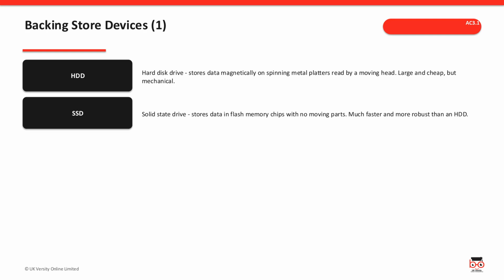Let's meet the two workhorses first. A hard disk drive, or HDD, stores data magnetically on spinning metal platters, with a moving head reading it, so it's large and cheap but mechanical. A solid-state drive, or SSD, keeps everything in flash memory chips with no moving parts at all, which makes it much faster and far more robust. It's the difference between a record player and a memory chip, and it's why modern machines feel so snappy.